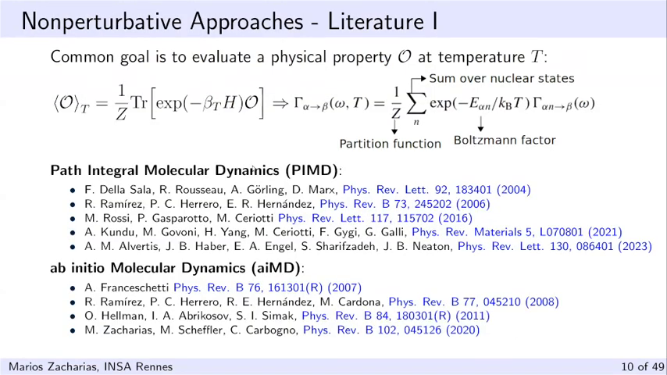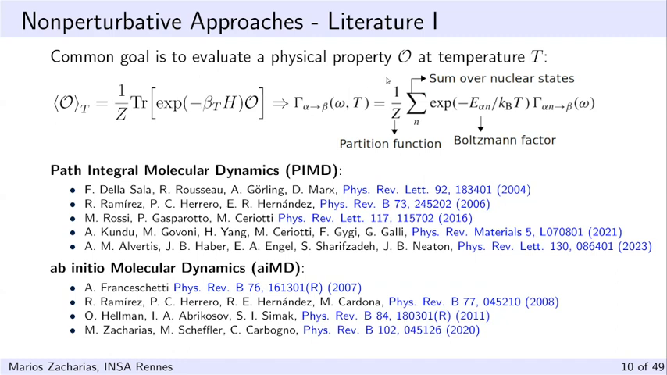The common goal of all these non-perturbative approaches, the supercell approaches, is actually to evaluate the physical property O at a particular temperature T. And here I just write the thermal average, expand the thermal average as a trace over a complete set of the eigenstates of the Hamiltonian, which are weighted by the standard Boltzmann factor.